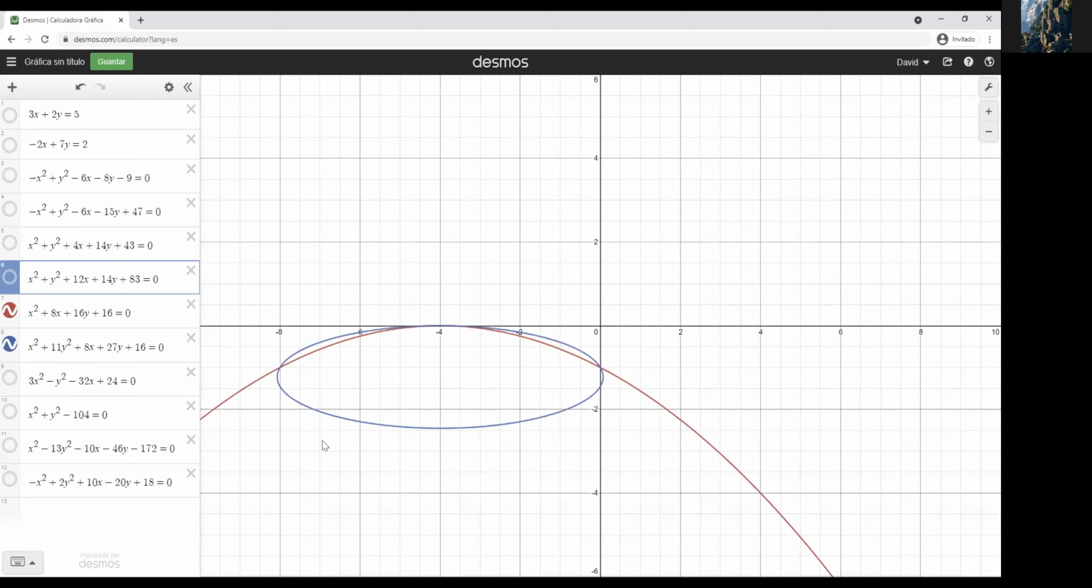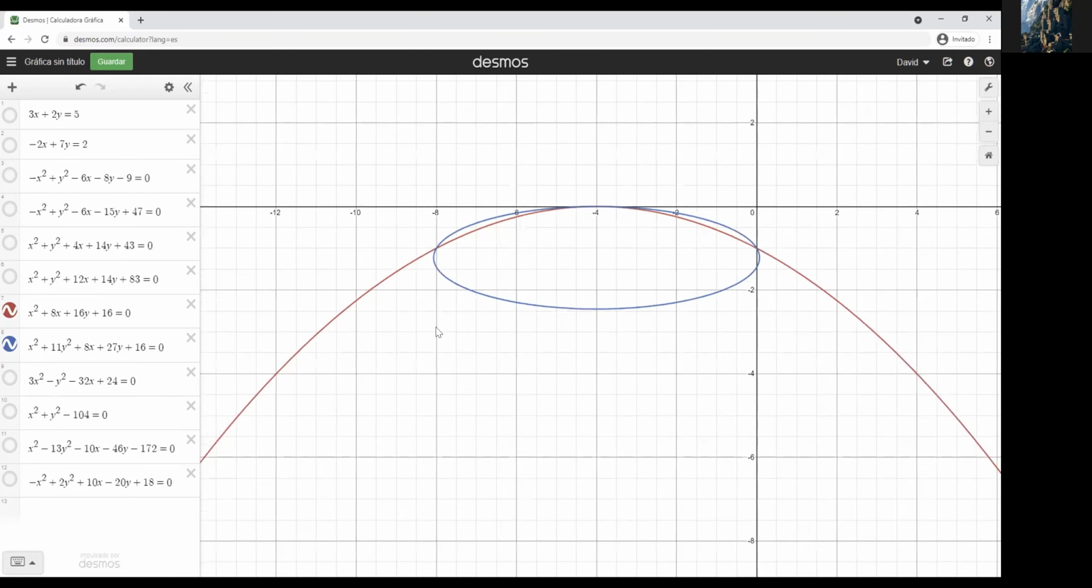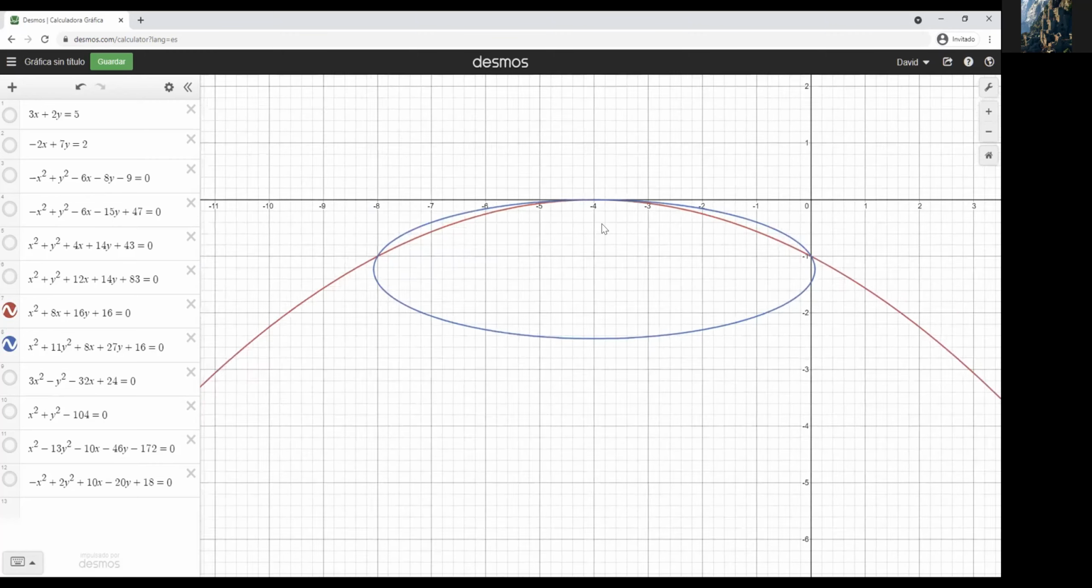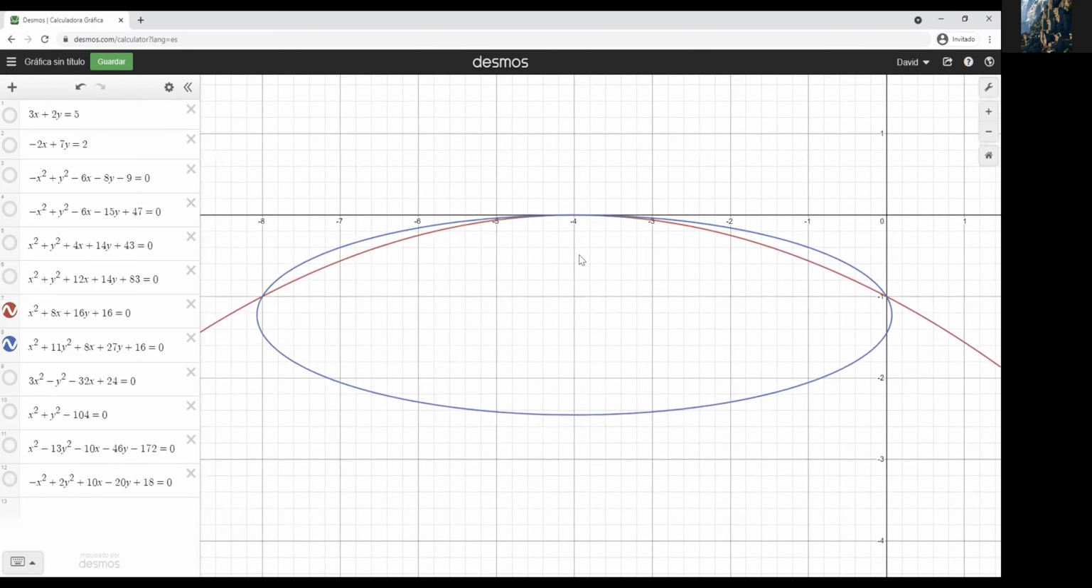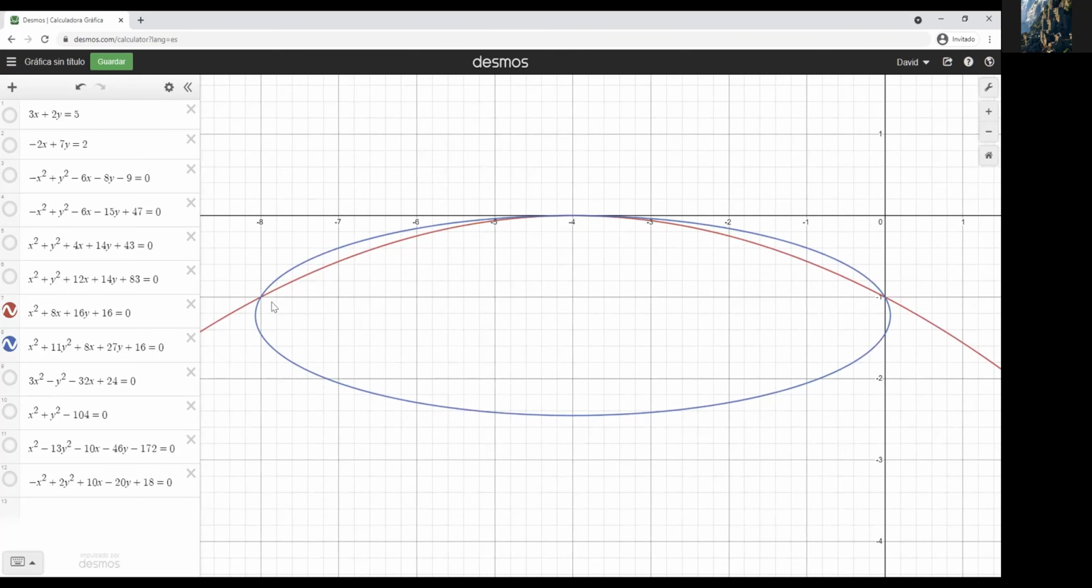In this case, we have a parabola, that is the name of this red line, and this is an ellipse. Now, if we zoom in, we'll be able to see that these two shapes intersect right in here, right over here, and here's the other point. They intersect in three different points. So this system of equations will have as an answer three different points.